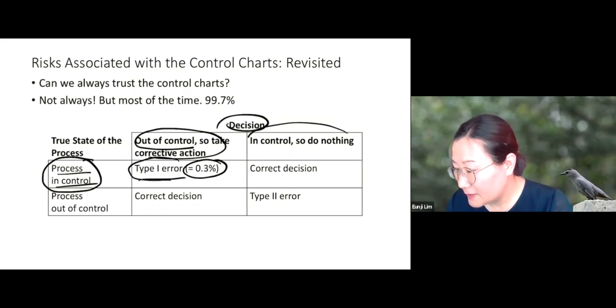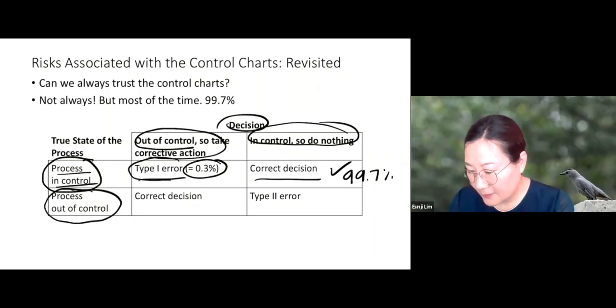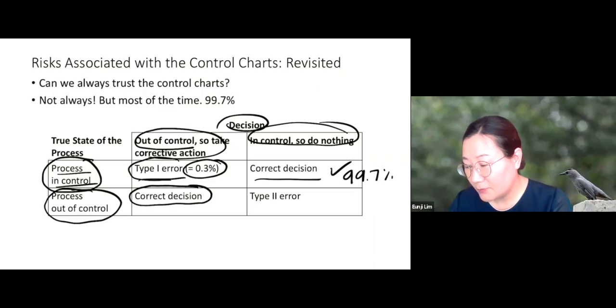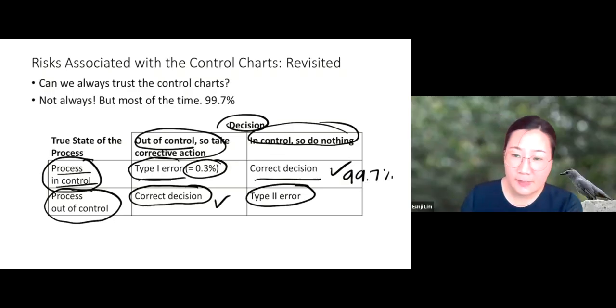Now, what happens if we decide that there is nothing wrong in the process? Then we are making the right conclusion. And this happens 99.7% of the time. Now, also, the true state of the process can be that the process is out of control. And we can decide that the process is out of control. In this case, we are making the right decision. Or we can decide that the process is in control, but here we are making a wrong conclusion, and that's called type 2 error.